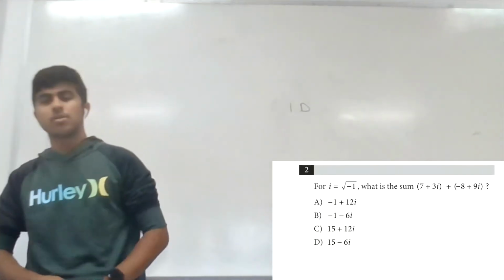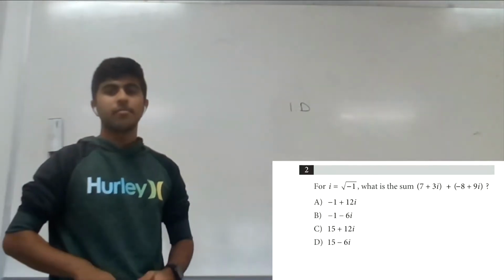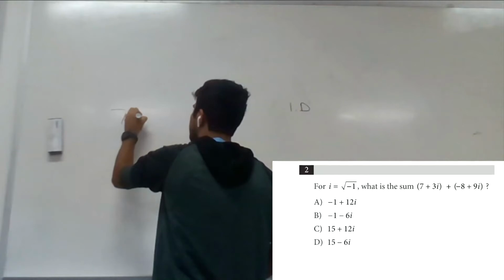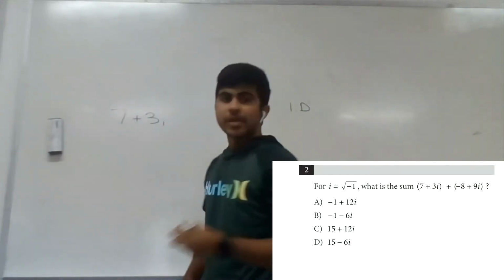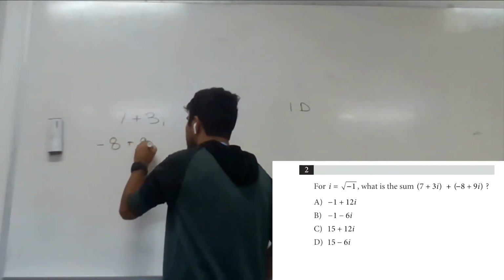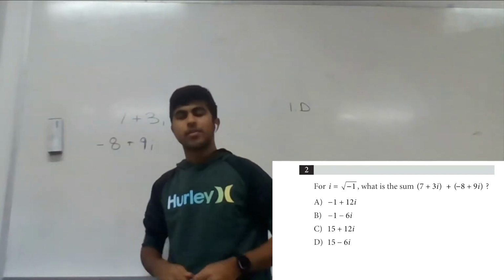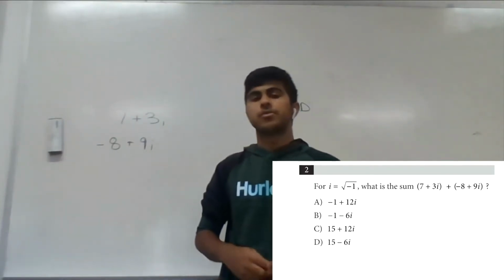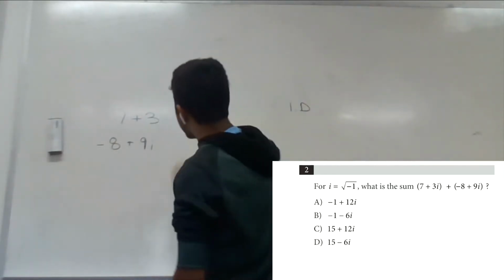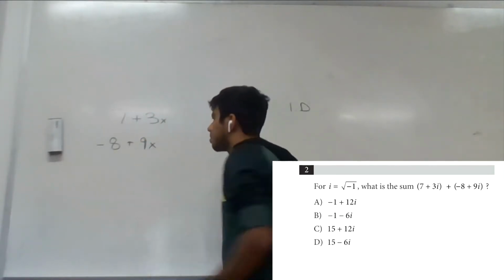Alright, so now we're told for i equals the square root of negative 1, what is the sum 7 plus 3i plus negative 8 plus 9i? So 7 plus 3i, and we're supposed to be adding that to negative 8 plus 9i. The only really scary thing about this problem is that they told us that i equals square root of negative 1. But you don't have to think about it in terms of that. You can think of this as a variable. Instead of thinking about this as an i, let's think about this as x. Let's make this x. So 7 plus 3x and negative 8 plus 9x.